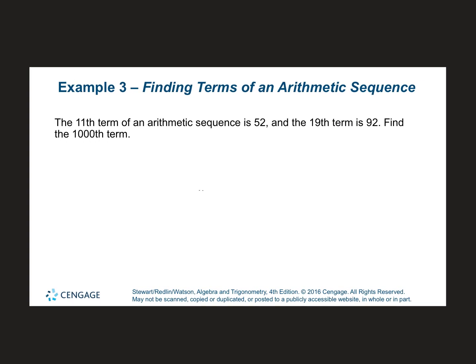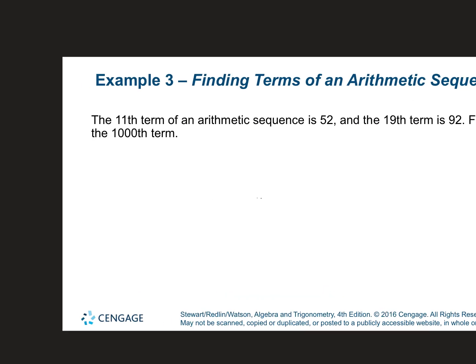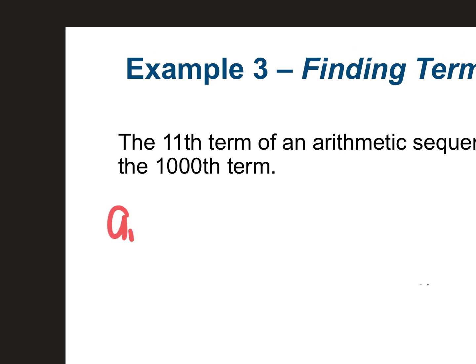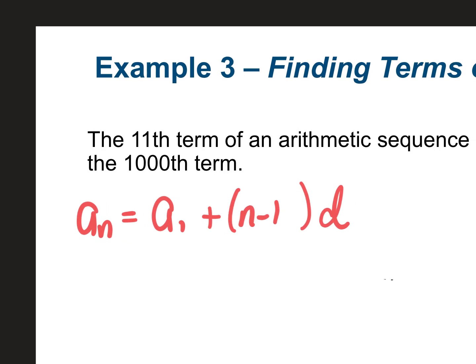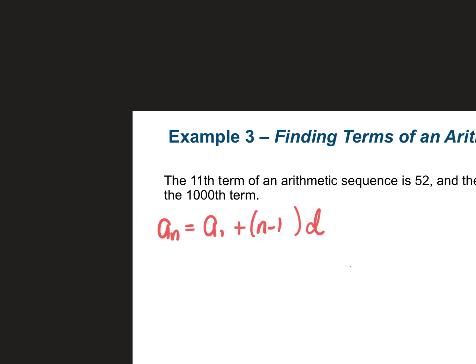All right, here's another type of question that you guys might see, and we're only going to do this first part today, and then we're going to do the second part on Thursday. When you're given certain terms and you're asked to find the 1,000th term, that means we have to, A, find the rule. So we have to find a sub n equals a sub 1 plus n minus 1 times your common difference. And then they want us to find the 1,000th term. So let's look and see what we have.